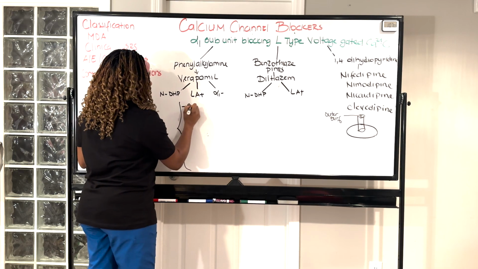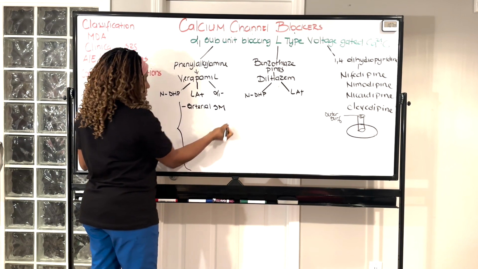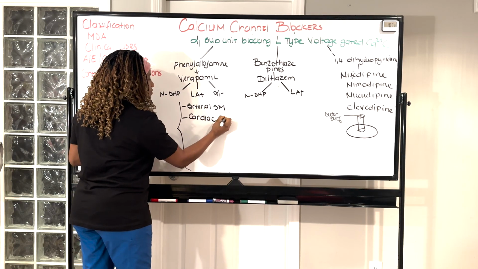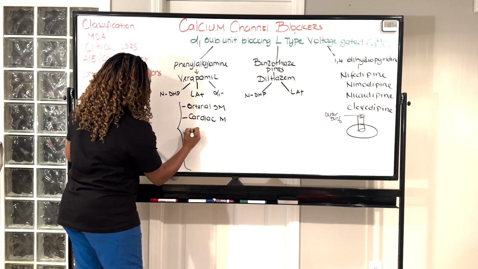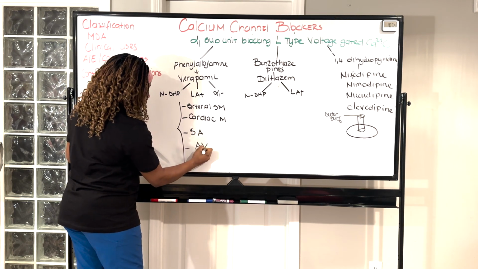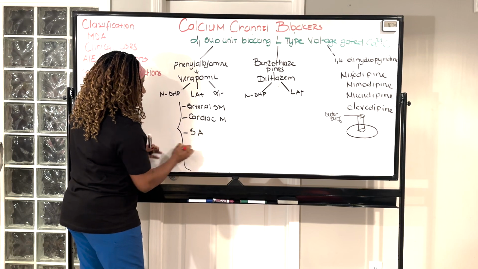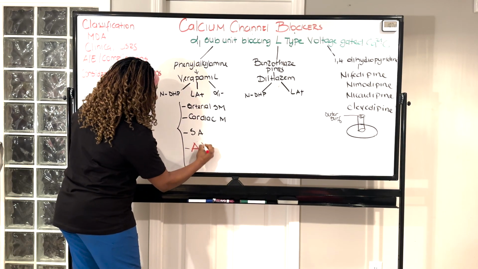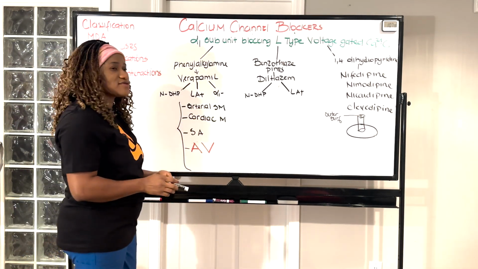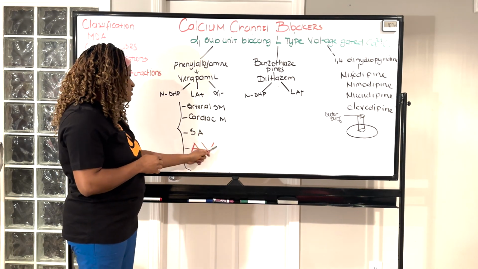So they're going to act on arterial smooth muscle. They're going to act on the cardiac muscle. They're going to act on the SA node. They're going to act on the AV node. Now I'm going to put the AV node in red, because this is where they love acting, on the AV node. On the arterial smooth muscle, they don't really like arterial smooth muscle. Their preferential site is the AV node.